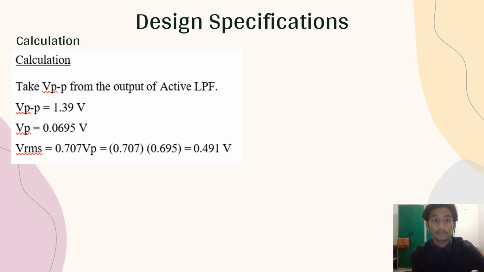So this is the calculation design specifications. Take the peak to peak from the output of the active LPF. So Vpp is equal to 1.39 volt and Vp is 0.0695 volt, and the value of Vrms is 0.707 Vp. So it equals 0.707 multiplied with 0.695, which will be equal to 0.491 volt.